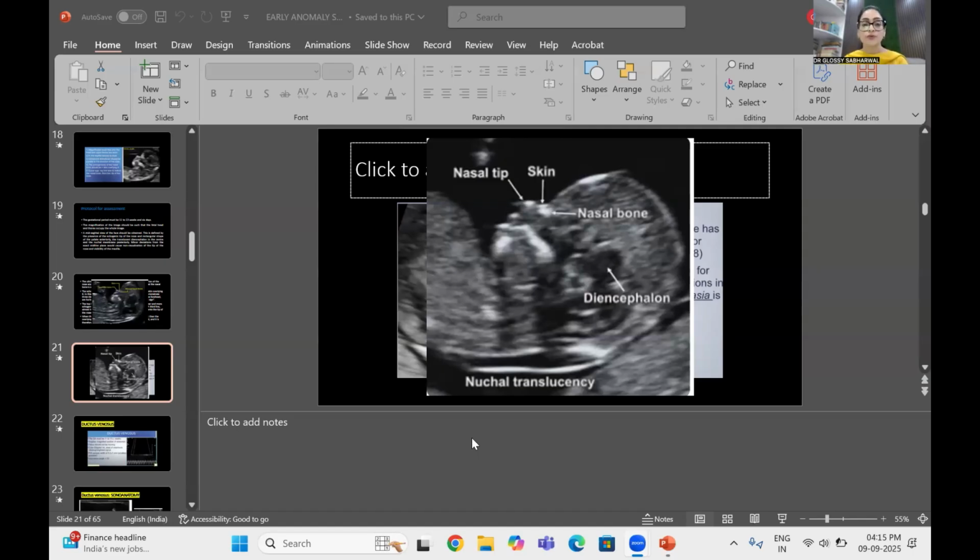As I have told you in the slide, if the nuchal translucency is raised, then first and foremost, how much is it raised? Is it within the 95th percentile or is it over that? If it is higher than the 95th percentile, then definitely this is a problem. Then you have to assess it carefully.